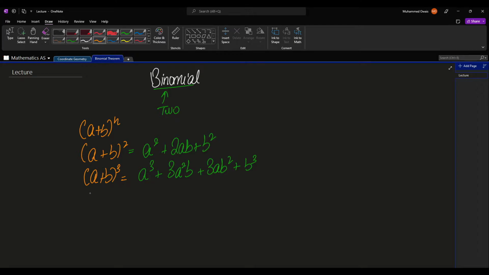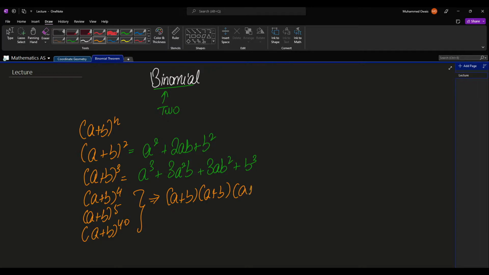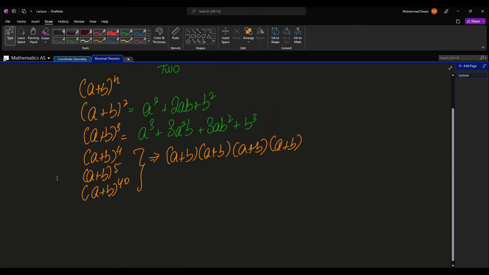But now then, what happens whenever I am expanding a term which has a power greater than 3, for example, a power of 4, or a power of 5, or to the extreme, a power of 40? How am I supposed to expand these types of terms? I can write (a plus b) into (a plus b) into (a plus b) and so on, but as you can see, this is a very tedious task. It will take a lot of time. So then, what is a method of expanding a term whose power is greater than 3 without doing this?